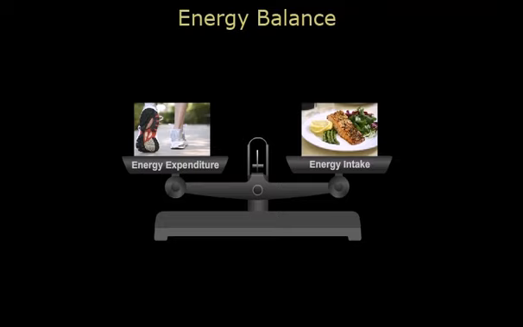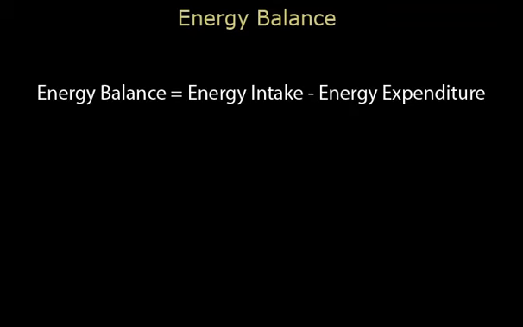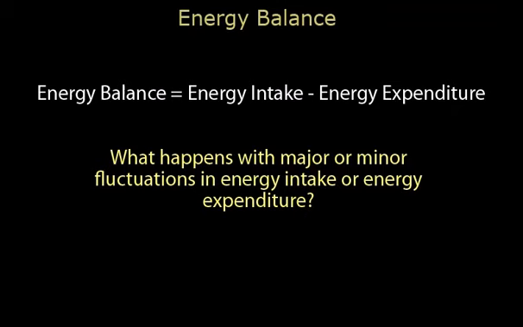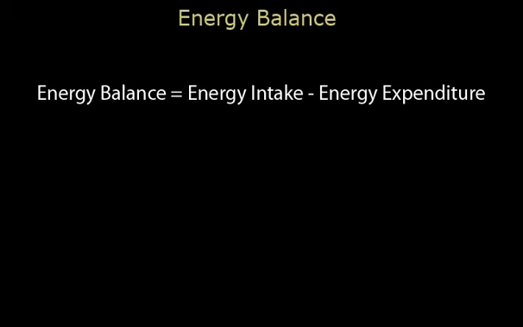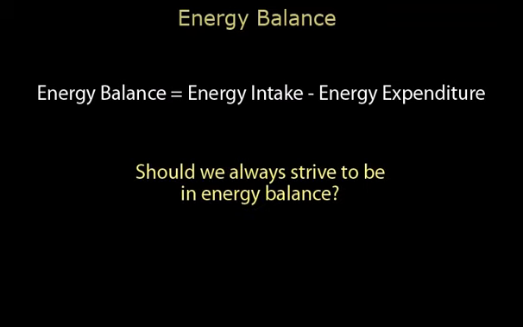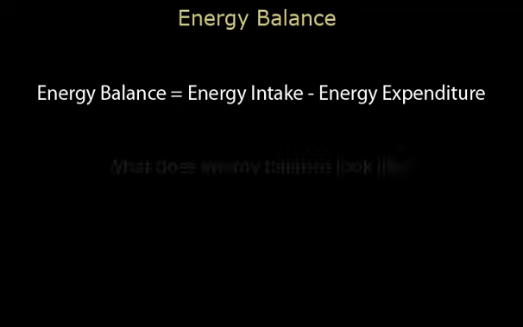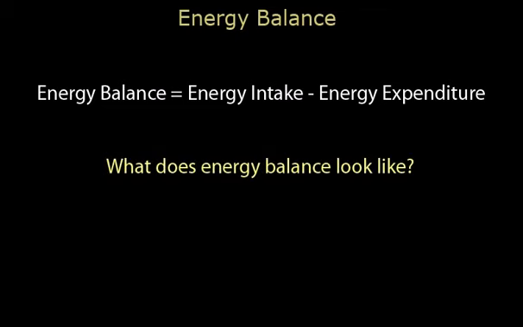So, energy balance is essentially a comparison between the amount of energy consumed by an individual and the amount of energy used by the same individual over the same period of time. So, energy balance is the difference between total energy intake and total energy expenditure. But what happens with major or minor fluctuations in energy intake or energy expenditure? Should we always strive to be in energy balance? What does energy balance look like?